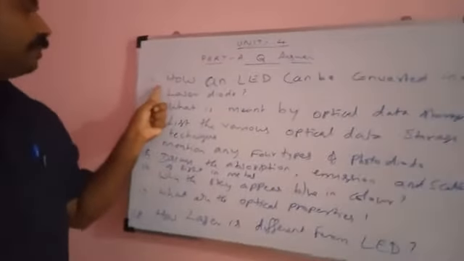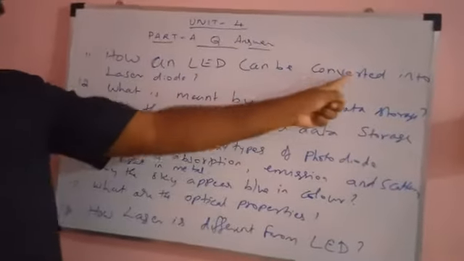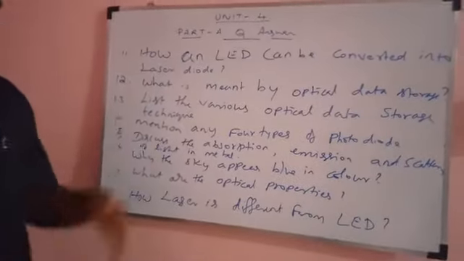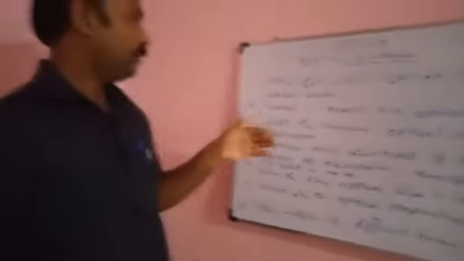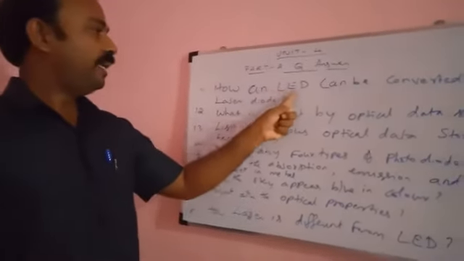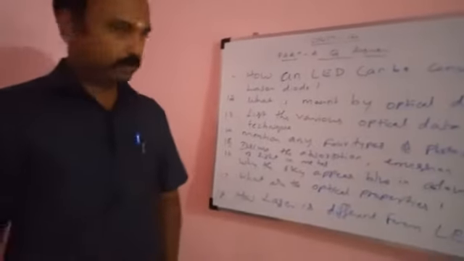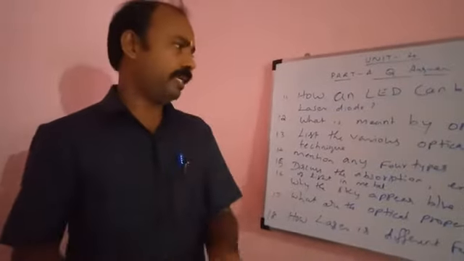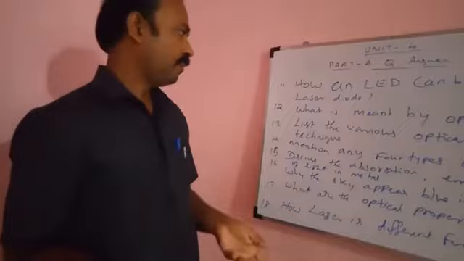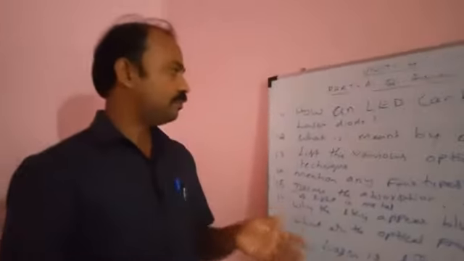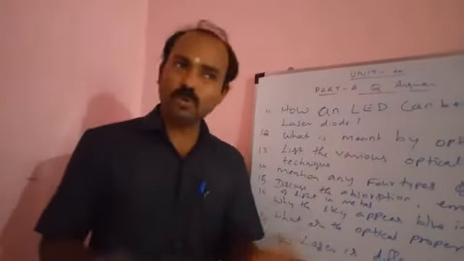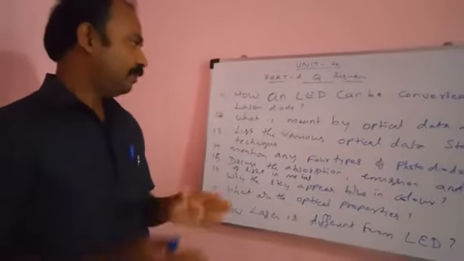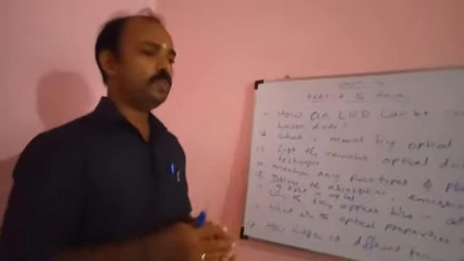Question number 11. How can an LED be converted into a laser diode? The previous question explained the difference between diode, laser diode and LED. LED produces normal light, with the possibility of producing different colors of light. But a laser diode produces laser light, which is monochromatic. So the light emitted from LED and laser diode is entirely different. But the question is how an LED can be converted into a laser diode.